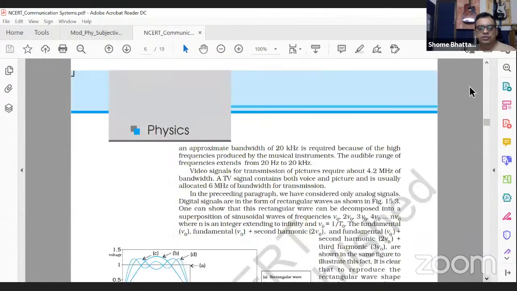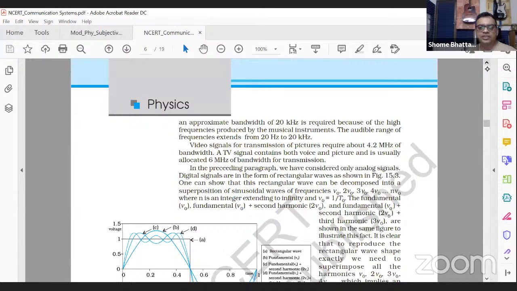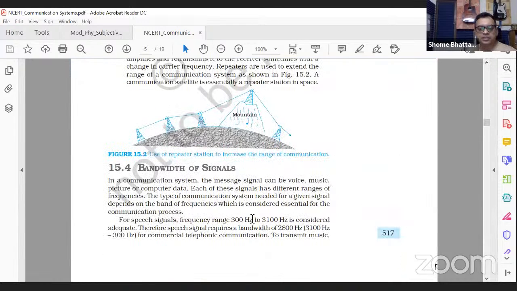Okay. Now they've also given some sort of general idea of the bandwidths in traditional systems. So for example, speech, human speech, the range of frequencies is from about 300 to 3.1 kilohertz. So the difference between these two, you can see, is 2800 hertz.